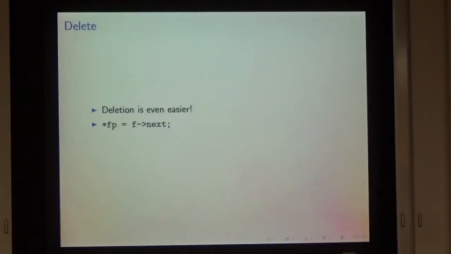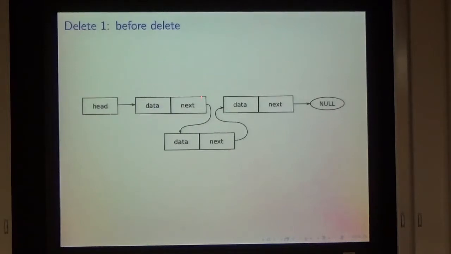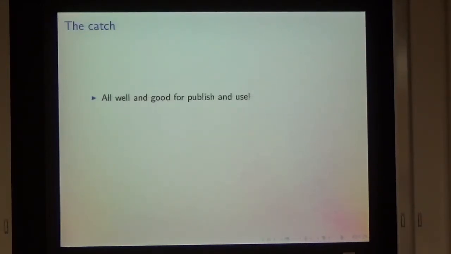Deletion is even easier. One line, just set the previous pointer. Well, you have to find where to put it, but just set the previous pointer. So if we have the list as it was, then we just change it. That's it. But there is a catch here. I have mentioned deletion, but not destruction.